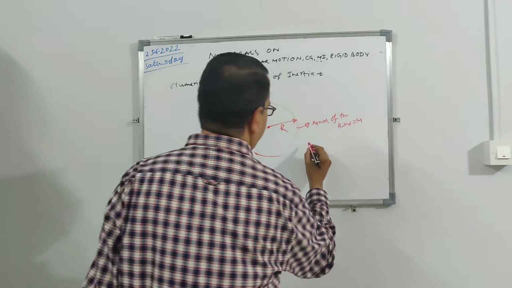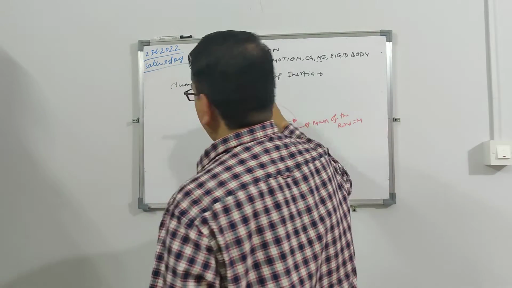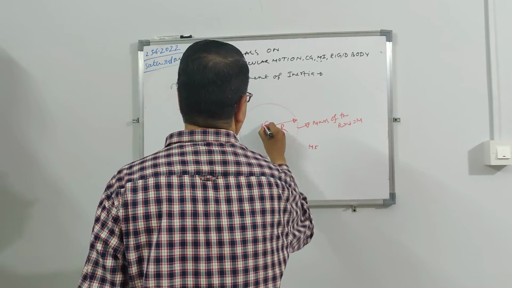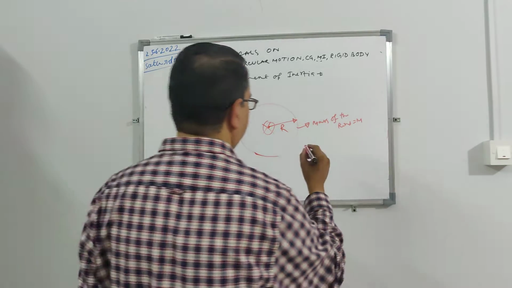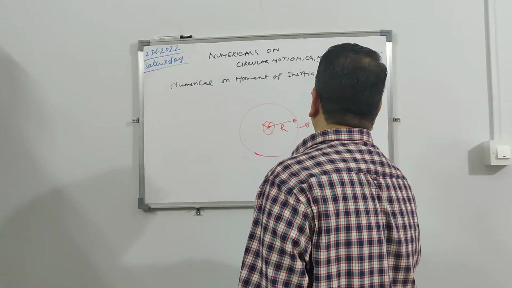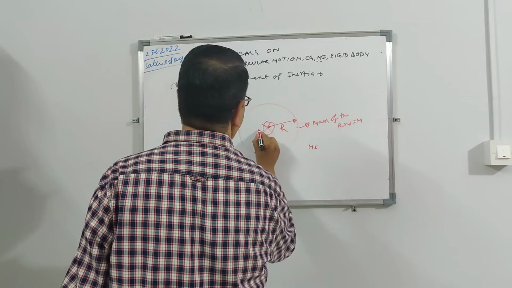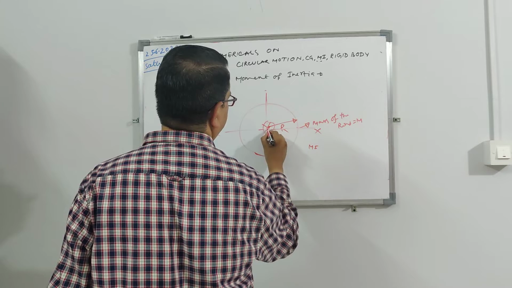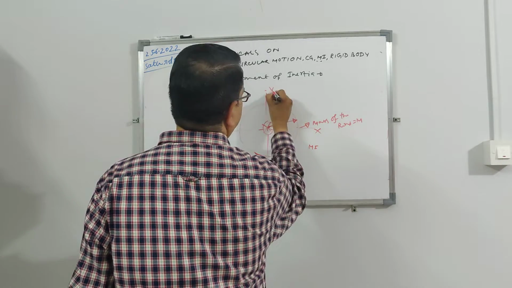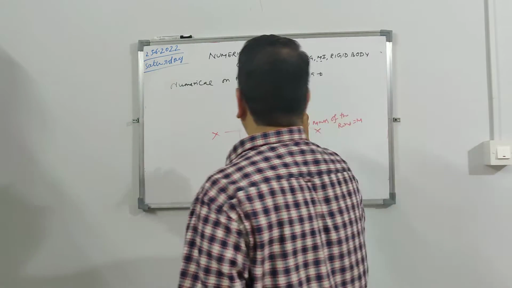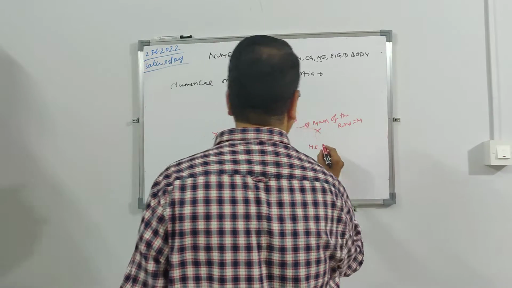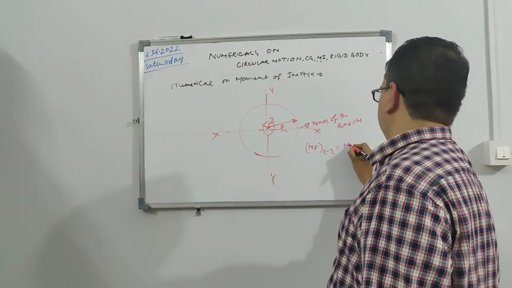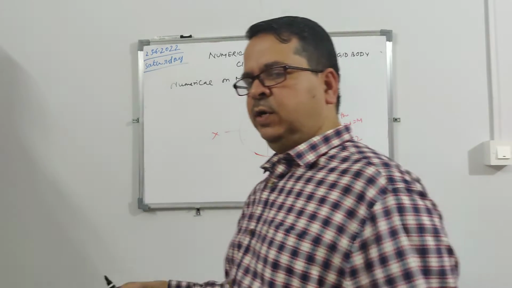My moment of inertia about an axis perpendicular to this ring: let us say this is xx, this is yy, these are the two diameters, and this is z, inward. So the moment of inertia about z is equal to mr square.